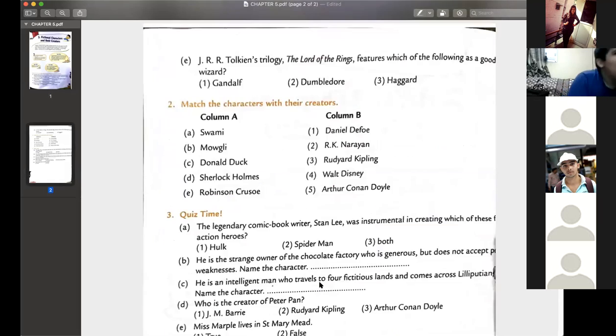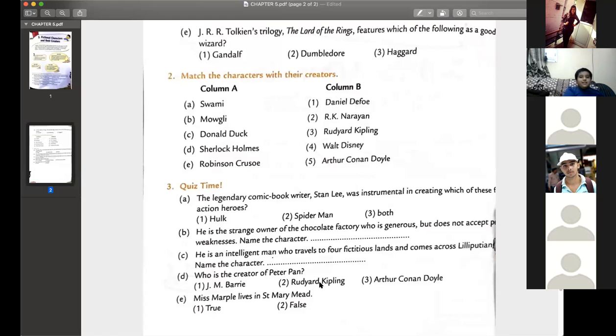Right, yes or no? All right. In match the following: Swami, R.K. Narayan, Mowgli, Rudyard Kipling, Donald Duck, Walt Disney, Sherlock Holmes, Arthur Conan Doyle, Robinson Crusoe, Daniel Defoe.